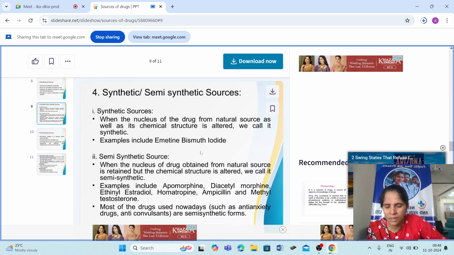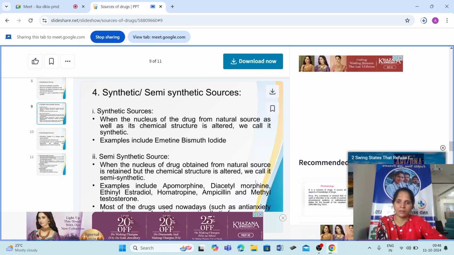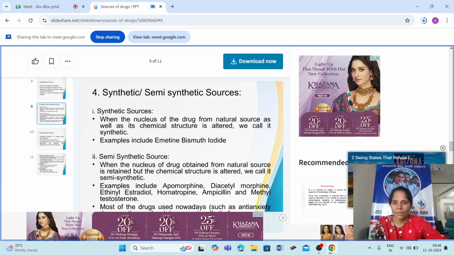And next, if you see synthetic forms here, synthetic in the sense purely they are made so that you will be replacing all the molecules or whatever modifications you want to have, you will do it. Not one or two molecules will be replaced. Most of the things will be replaced in case of the synthetic ones. Okay. Now let us see what is a synthetic drug.